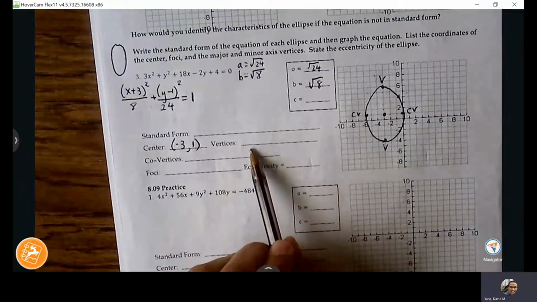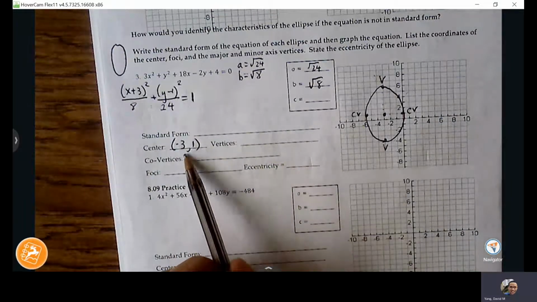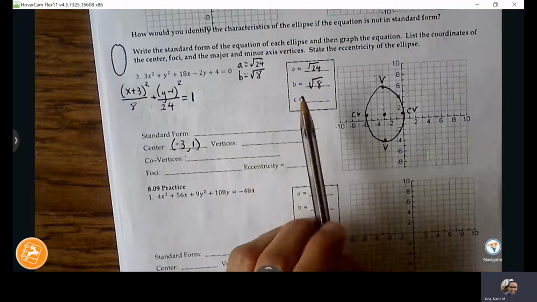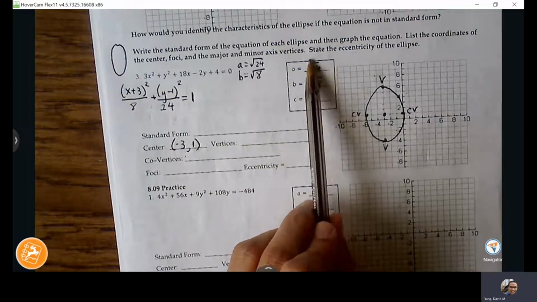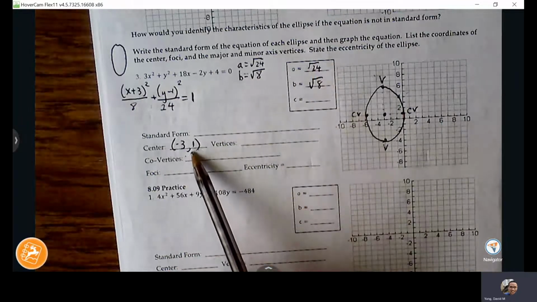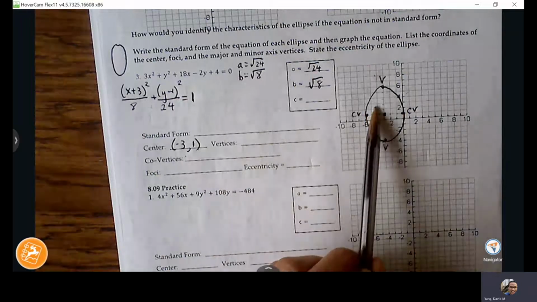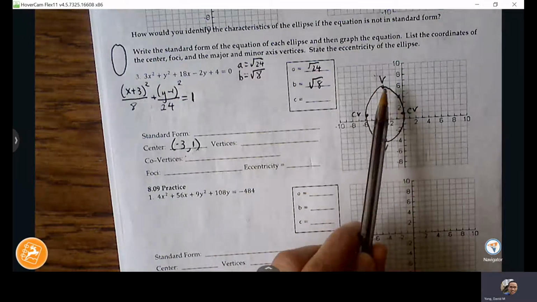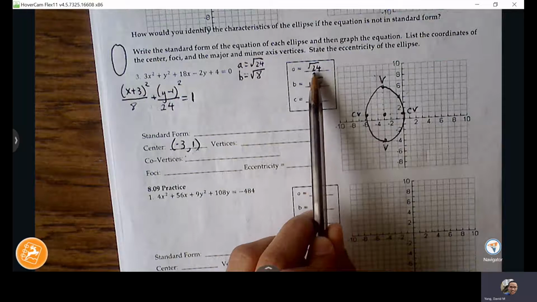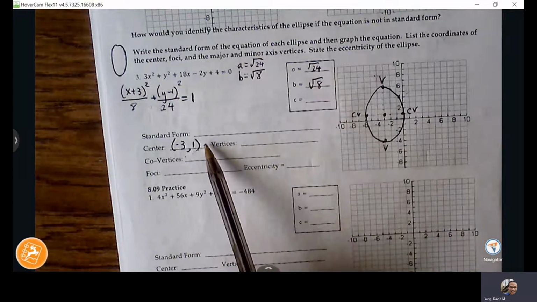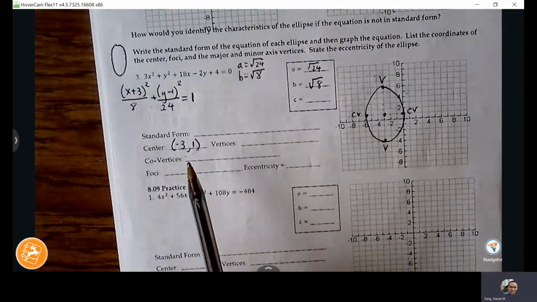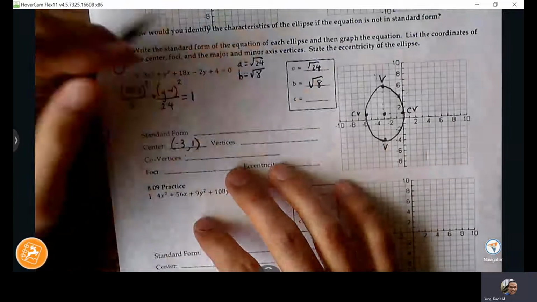Now to write our vertices, we're just going to take the center, and because we're moving up and down, we're going to take that A value and attach it to the Y value because we've moved basically 4.9 up and down, but we want to leave it as an exact value. So we'll say plus or minus root 24 attached to the 1 because we're impacting the Y value.